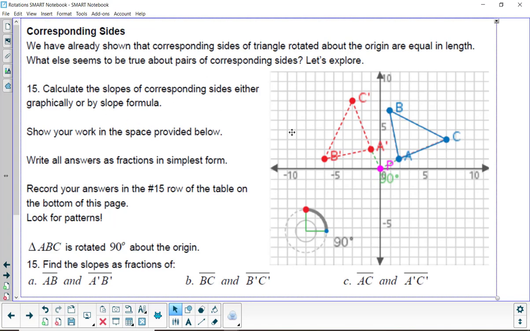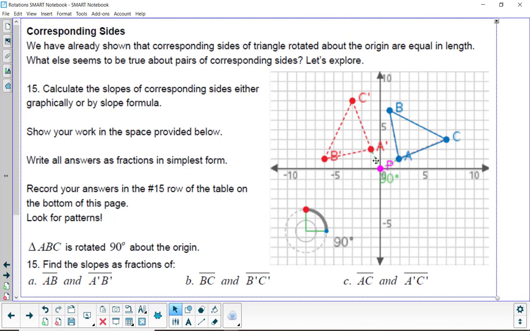So what I'm going to ask you to do is to calculate the slopes of corresponding sides of these two triangles. You can either use the slope formula, or I would prefer to use it graphically. I think it would be easier to just draw right on the grid right there. Please write all your answers as fractions in simplest form. And then there's a table on the bottom of the page where you can put in your answers in the one that says row number 15. While you're doing that, look for patterns.